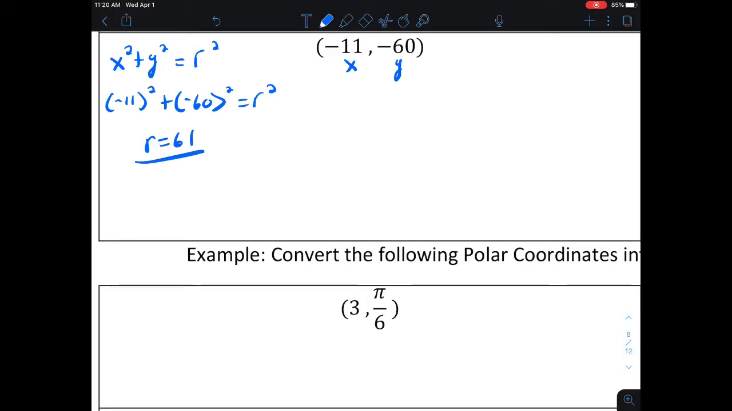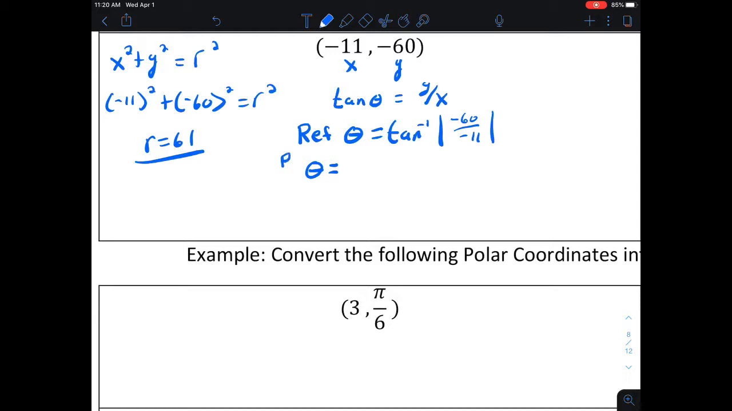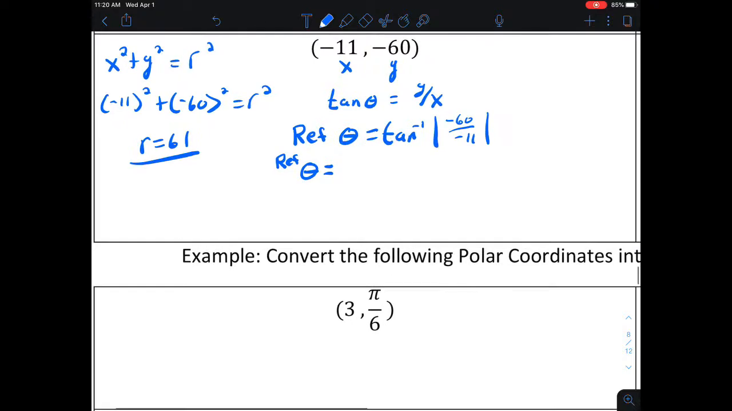The next thing we're going to do to help us find our angle is we're going to use a tangent function. Tangent of theta is equal to y over x. And we're going to find that reference angle. So our reference angle is going to equal the inverse tangent of the absolute value of y over x. So the absolute value of negative 60 over negative 11, which is technically positive. And we're in radians. So our reference angle in radians is going to come out to be approximately 1.39 radians.